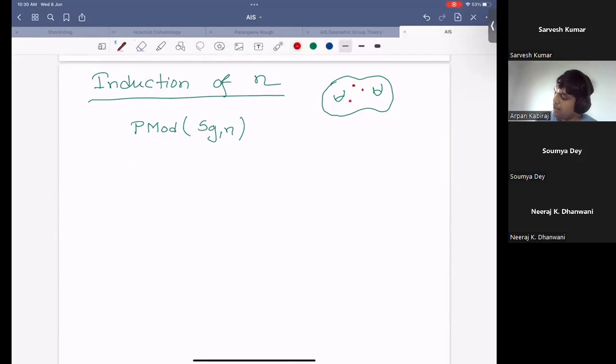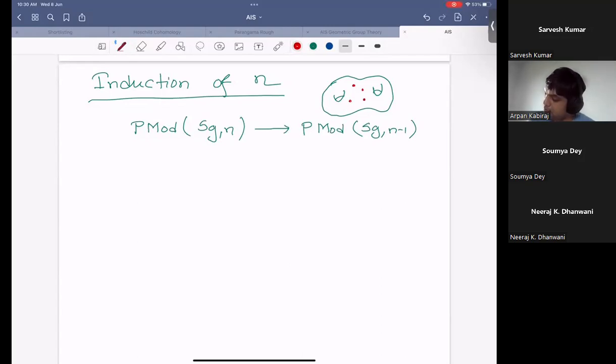So every time I have a map which takes a homeomorphism of a surface with n punctures to a homeomorphism of a surface with n minus 1 puncture. However, here is the problem.